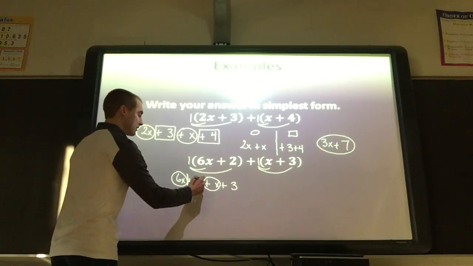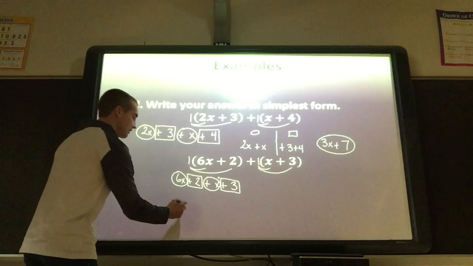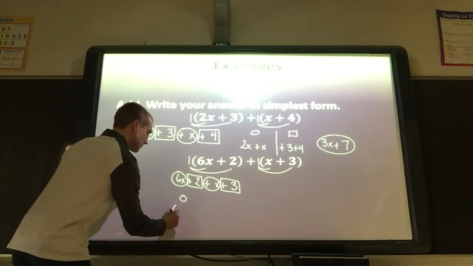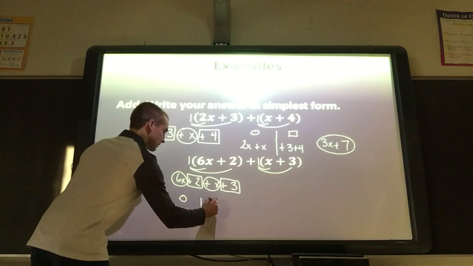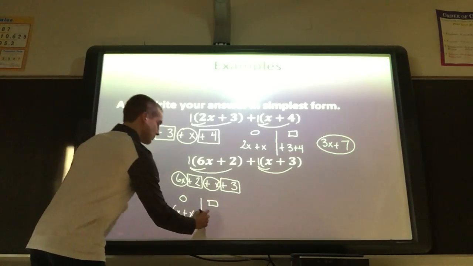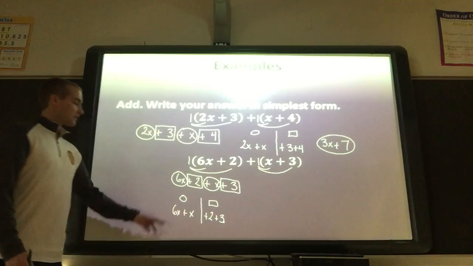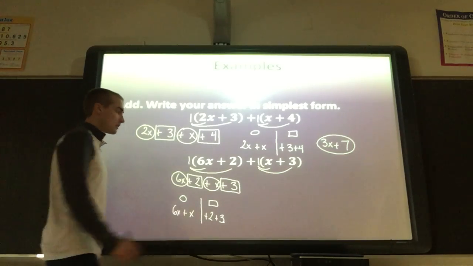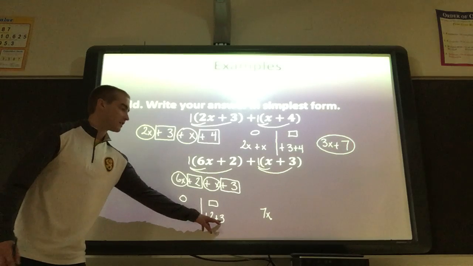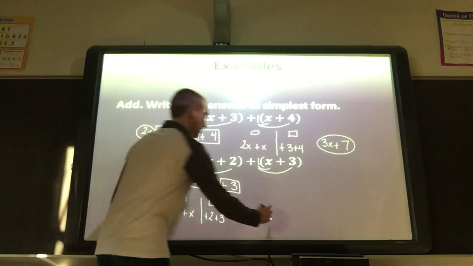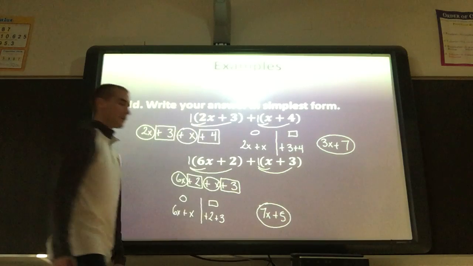And we're going to box in the plus 2 and the plus 3. So now we write our circles over here, which would be 6x and plus x. Our boxes on the other side, which would be plus 2 and plus 3. 6x plus 1x would get us 7x. And then positive 2 plus 3 would be positive 5. So 7x plus 5.